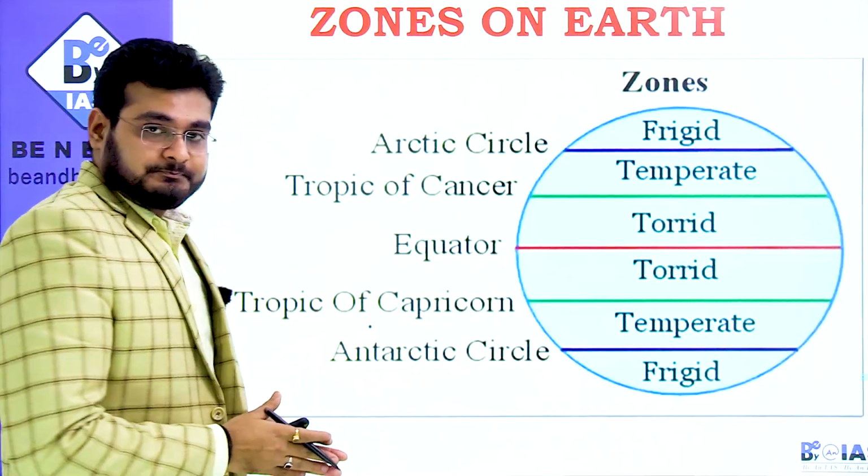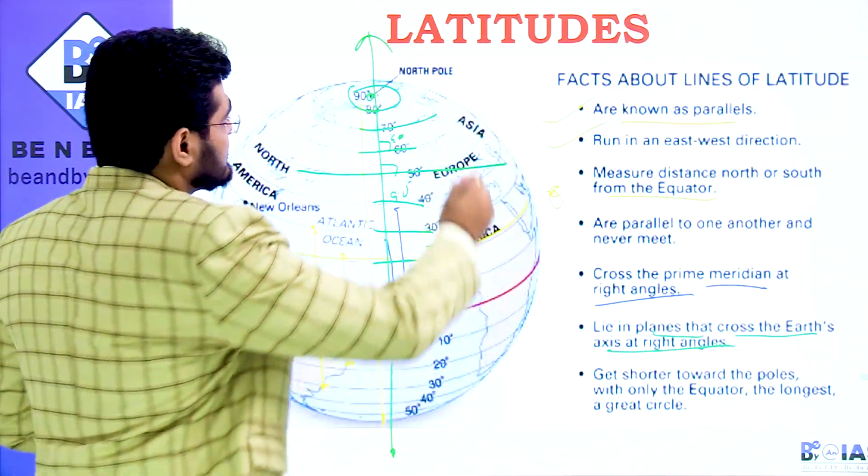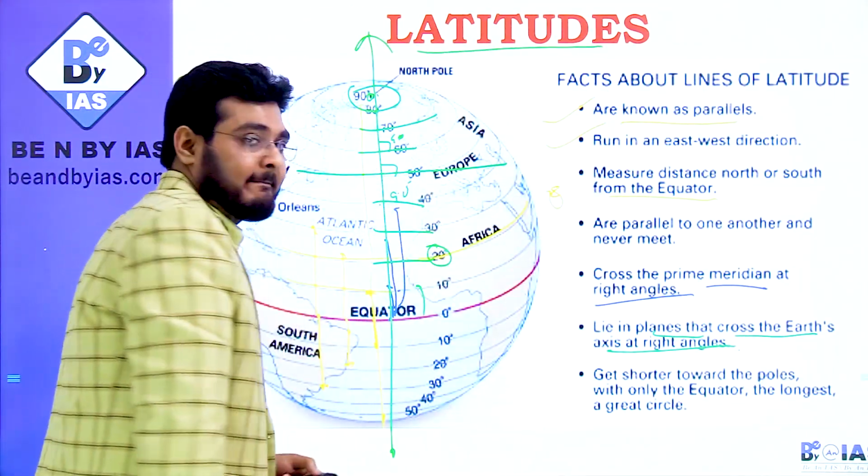Now, zones on earth. Zones on earth are also dependent on latitudes. How so?